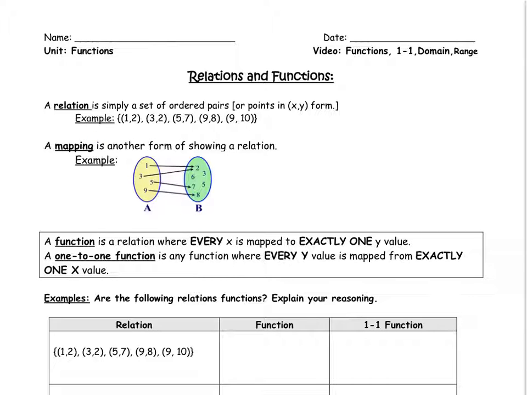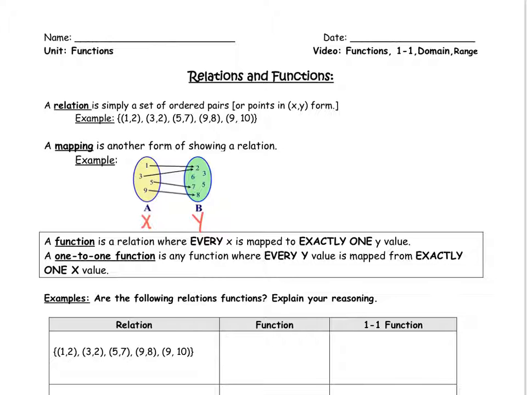So the way a mapping works is you're going to have two circles, one circle and another, and you're going to have arrows connecting numbers from one set to another. So basically, we're going to take everything in set A and we call that X, and everything in set B and we call that Y. So do you see how this arrow goes from 1 to 2? Basically, we're saying the X value of 1 pairs with a Y value of 2.